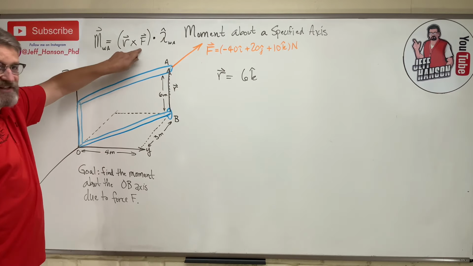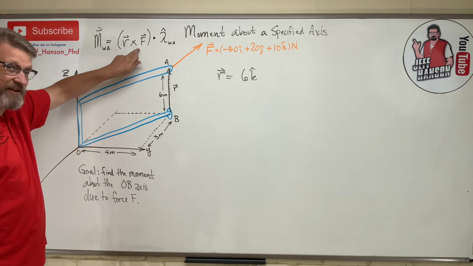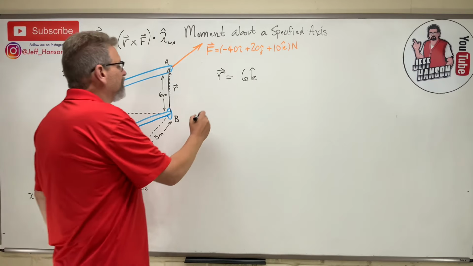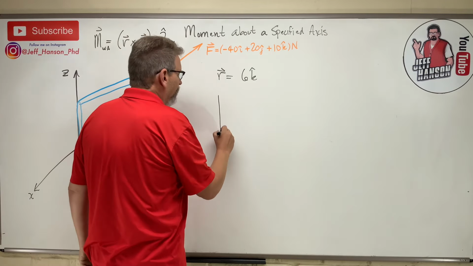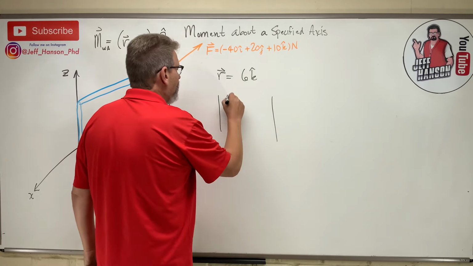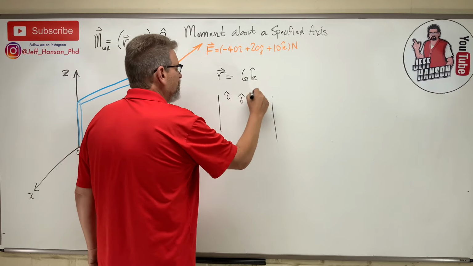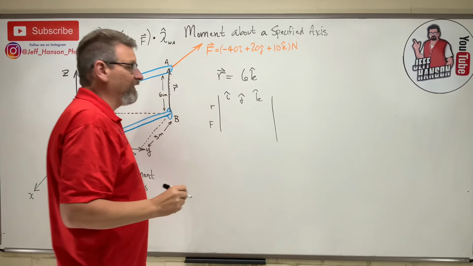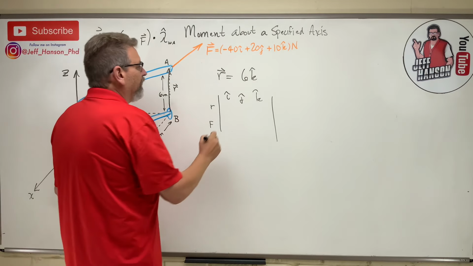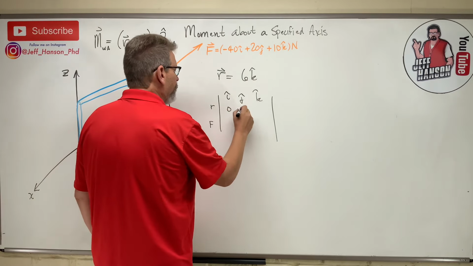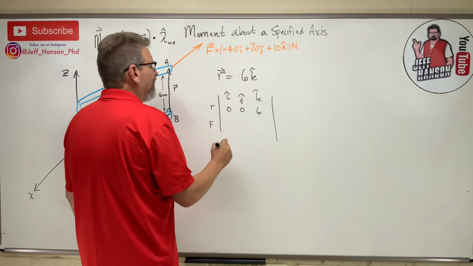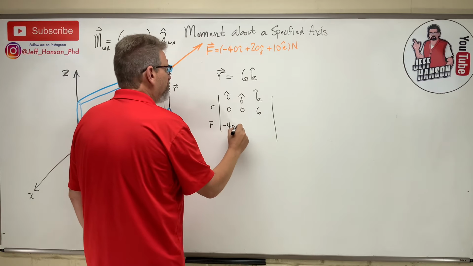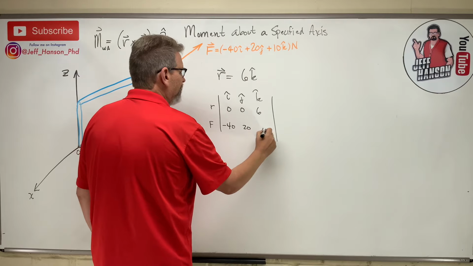So we can do the inside of the parentheses bit here. Let's see if we can get that. Let's do a little matrix. I, J, K, R goes here, F goes there. It's R cross F, not F cross R. And R is 0, 0, 6 k hat. And F is negative 40, 20, and 10.